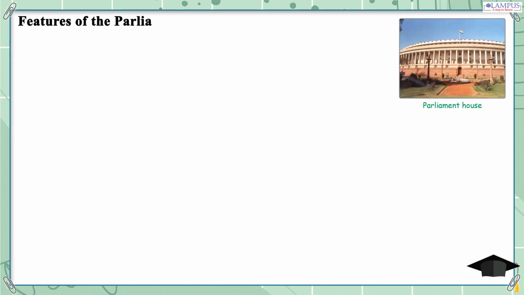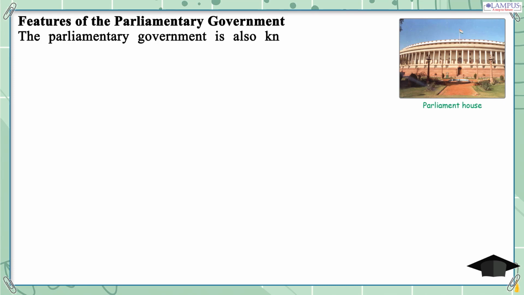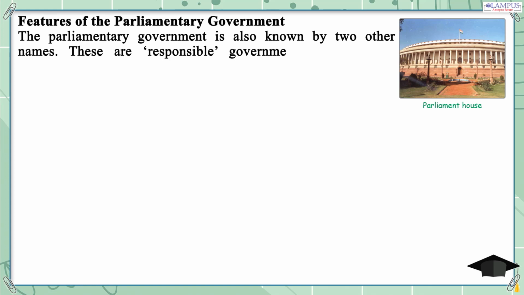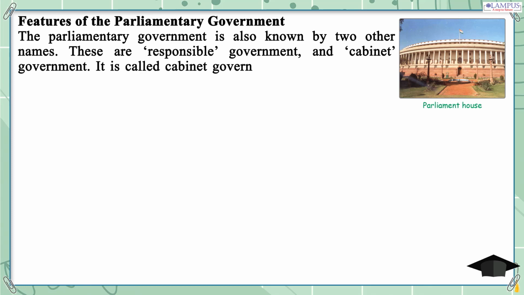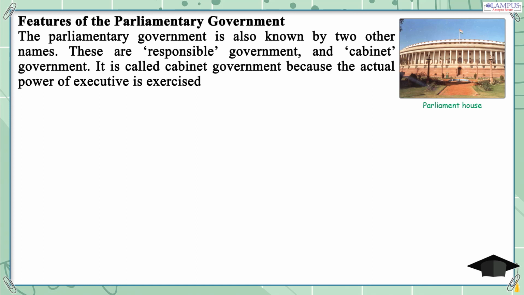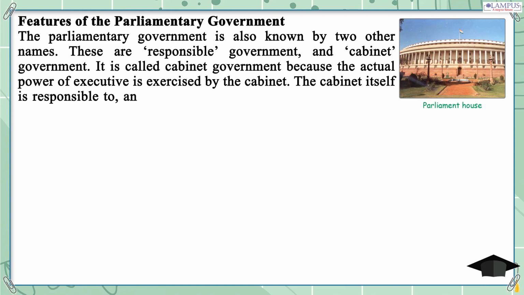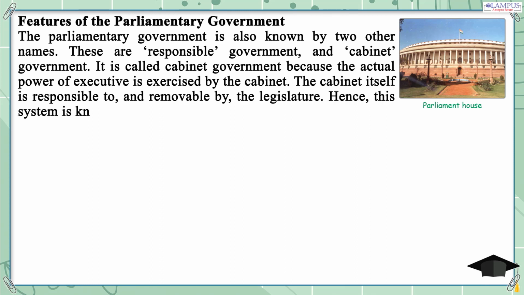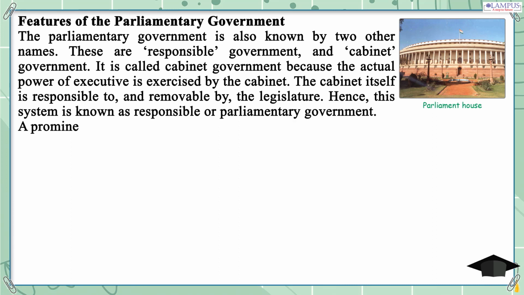Features of the parliamentary government. The parliamentary government is also known by two other names. These are responsible government and cabinet government. It is called cabinet government because the actual power of executive is exercised by the cabinet. The cabinet itself is responsible to, and removable by, the legislature. Hence, this system is known as responsible or parliamentary government.